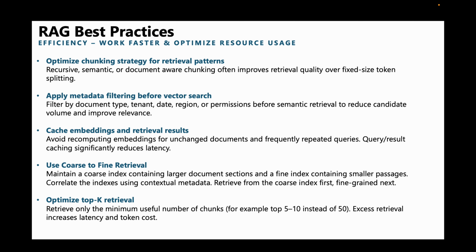The fifth guidance is to optimize top K retrieval. Retrieving more chunks does not always improve the answer quality. In many cases, retrieving only the most relevant 5 to 10 chunks instead of dozens of passages can reduce latency and downstream LLM cost while still maintaining strong response quality.